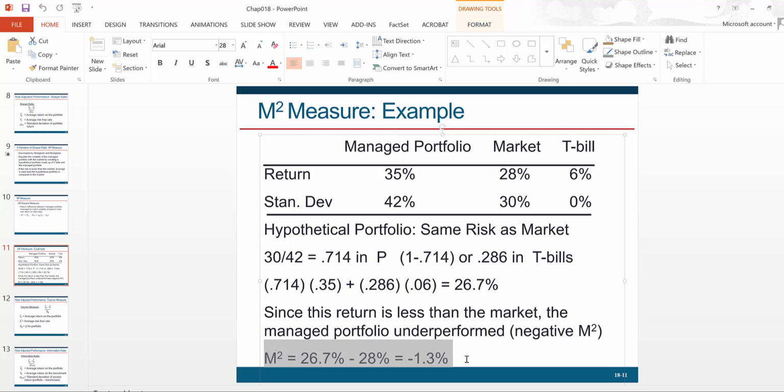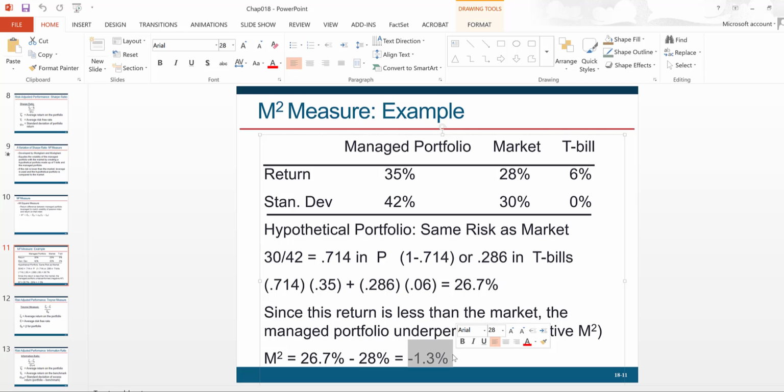It's the difference between the two returns. So 26.7%, the return on the combined portfolio, minus 28%, the return on the benchmark, is negative 1.3%, right? So both the portfolio earned this return with 30% risk, and the benchmark earned its return with 30% risk. Obviously the portfolio did worse than the benchmark for the same level of risk. It actually has a lower return. And how much lower? In this case, it is 1.3%.